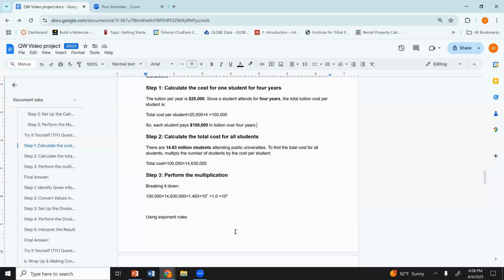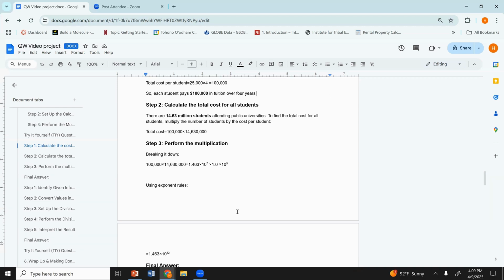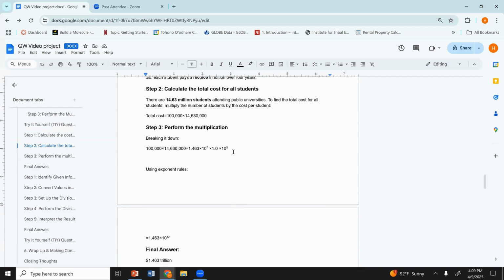All right. So now if we are multiplying these two numbers, the 100,000 and 14 million, we're going to say here 1 times 1.463, which is the same as 1.463. But for their powers, if you are multiplying their powers, as you learn in other topics, that means we have to add the exponentials. So adding the exponentials will give us 10 to the power 12. So 1.463 times 10 to the power 12.